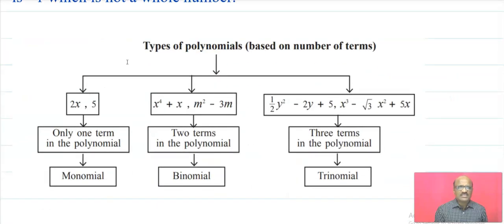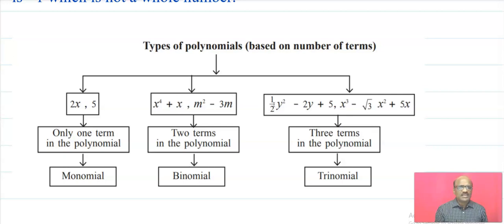Now next, see this: the types of polynomials based on the number of terms. First, 2x comma 5: only one term in the polynomial, therefore it is called a monomial. What about the next? x raised to 4 plus x comma m square minus 3m: two terms in the polynomial, and that's why it is called a binomial. Whenever there are two terms, it is called a binomial.